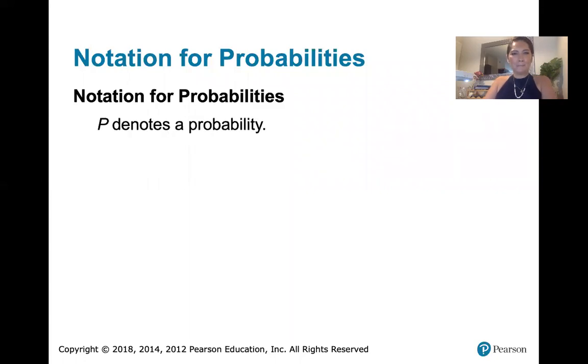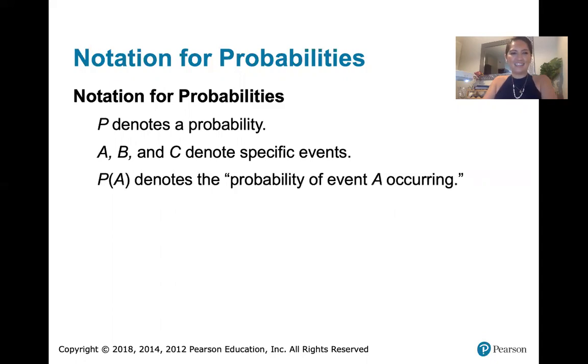P denotes a probability, and usually we say P of something. That something is denoting a specific event. So we're going to use capital letters A, B, and C typically to denote specific events. When you see this, you want to think of it like function notation. That's not multiplication. This is like the probability of A occurring.